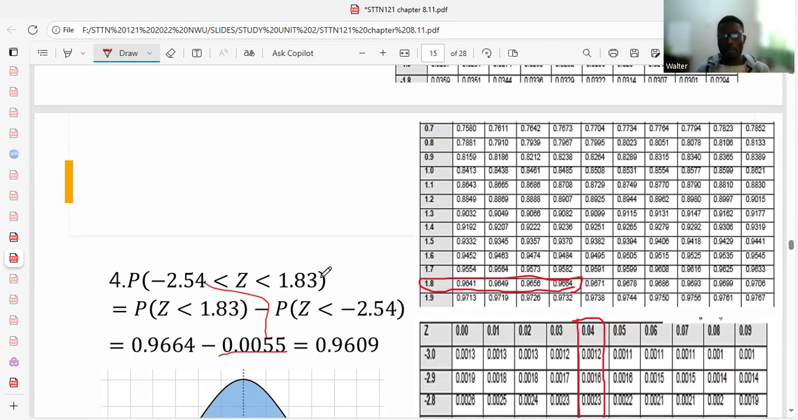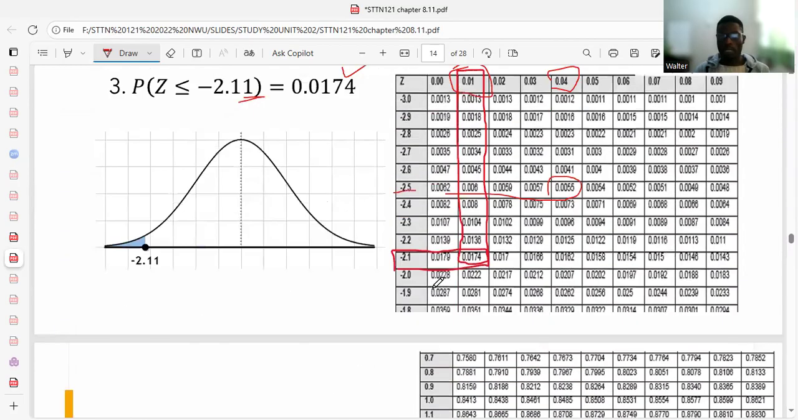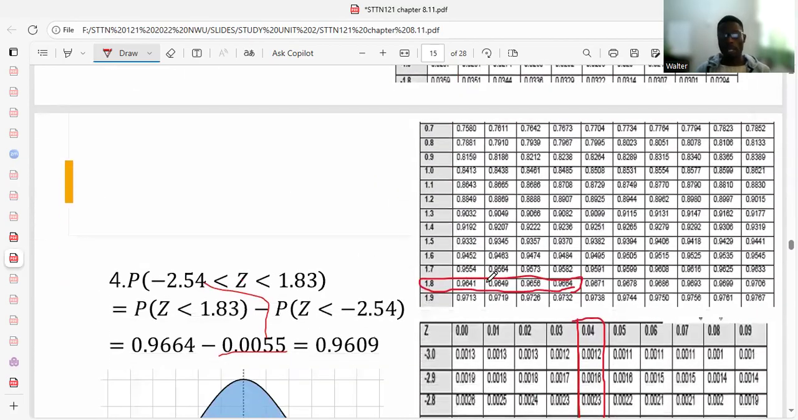But for 1,83, you're going to check. Remember I said the last digit is 3. You divide it by 100, it's 0,03. So 0,03 is here. And then you check 1,8, you go here, which will give you 0,9664. Now you have two values. Between 0,0055 and 0,9664, which one is the bigger number? It's like now you are finding a range.